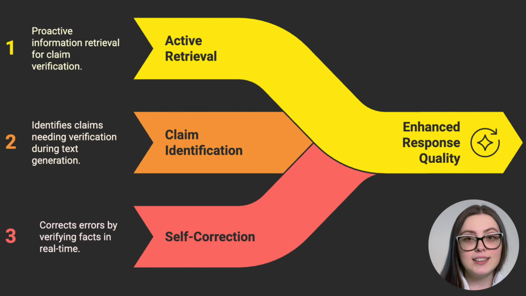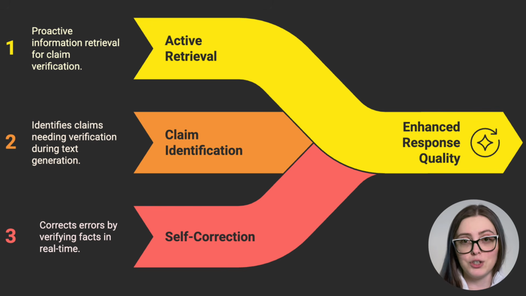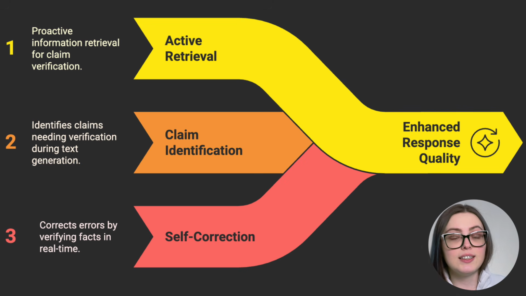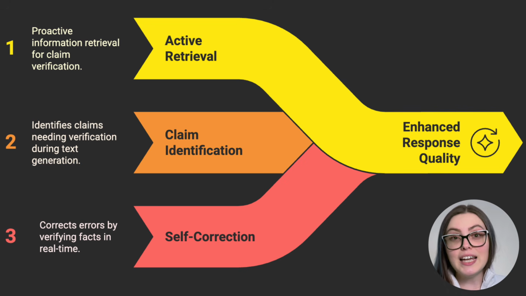FLARE incorporates active retrieval augmented generation to improve response quality. The model generates text and proactively identifies claims that need verification. It retrieves information specifically to verify those claims and can correct itself during the generation process. As a result, it reduces hallucinations by checking facts as they're generated.